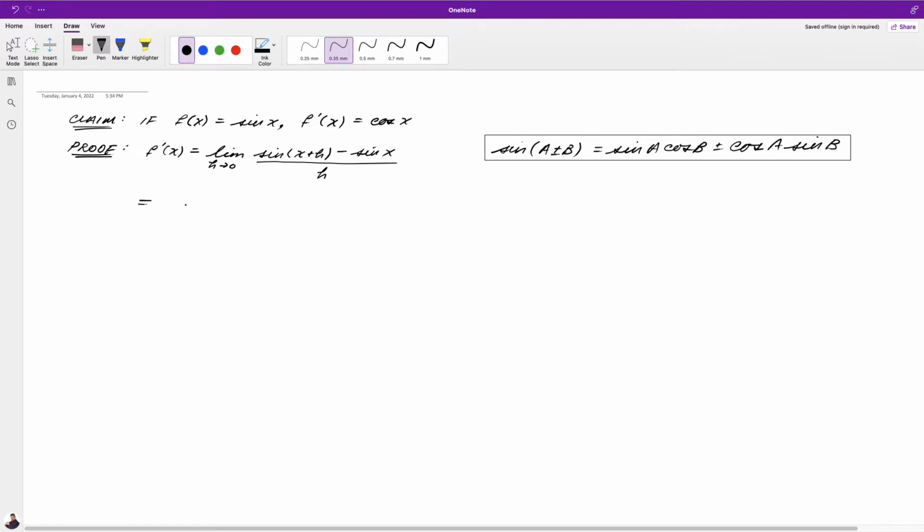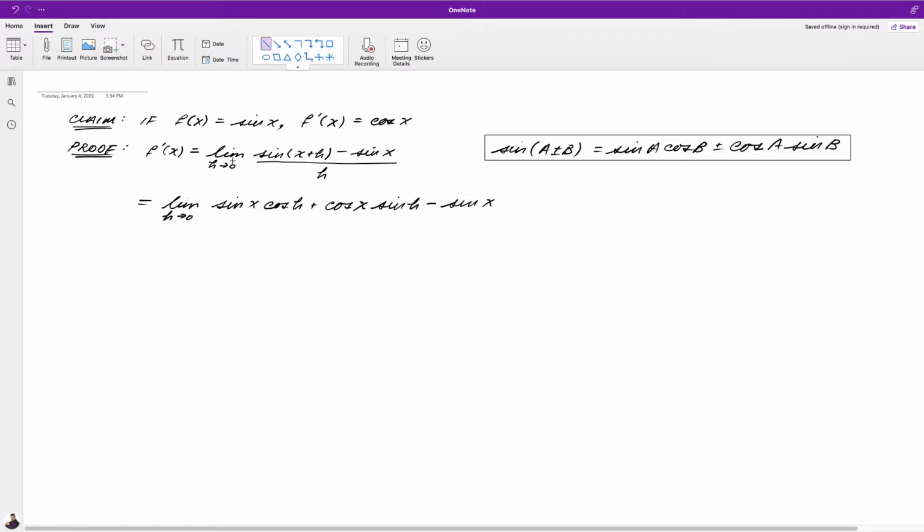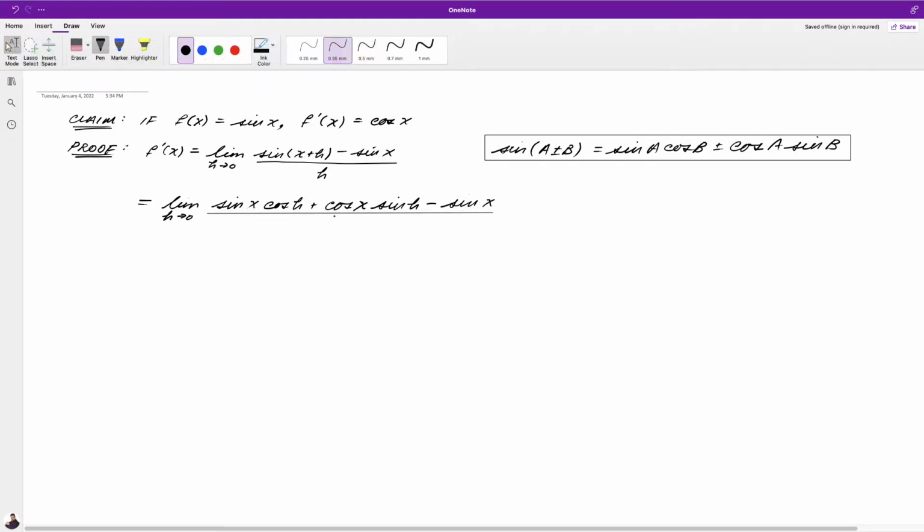Okay, so here we go. We're going to have the limit as h trends to 0. Going ahead and expanding this using our formula, we're going to have here sine of x, cosine of h, plus, right, because it's plus, cosine x, sine of h, minus, of course, sine of x. That's not going anywhere. All of that, of course, over h.